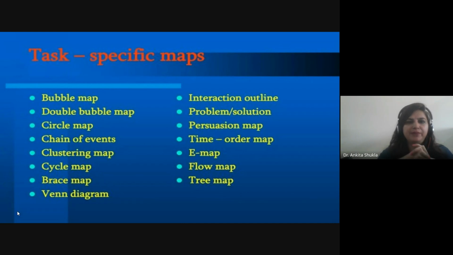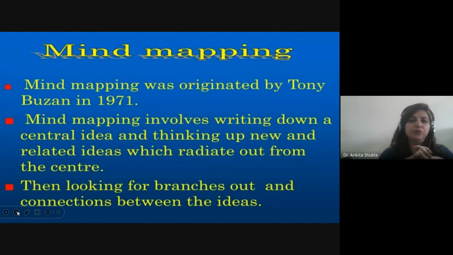What is mind mapping? We talk about mind mapping. Mind mapping was originated by Tony Buzan in 1971. Mind mapping involves writing down a central idea and thinking up new and related ideas which radiate out from the center, then looking for branches out and connections between the ideas.